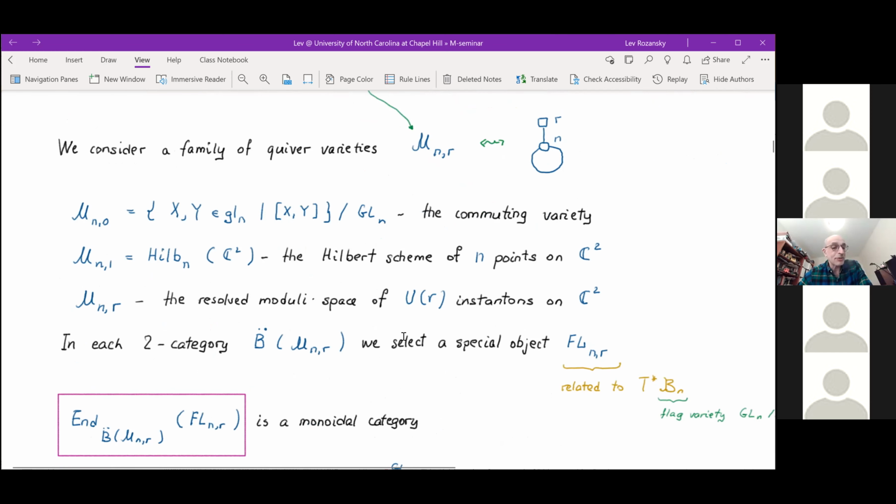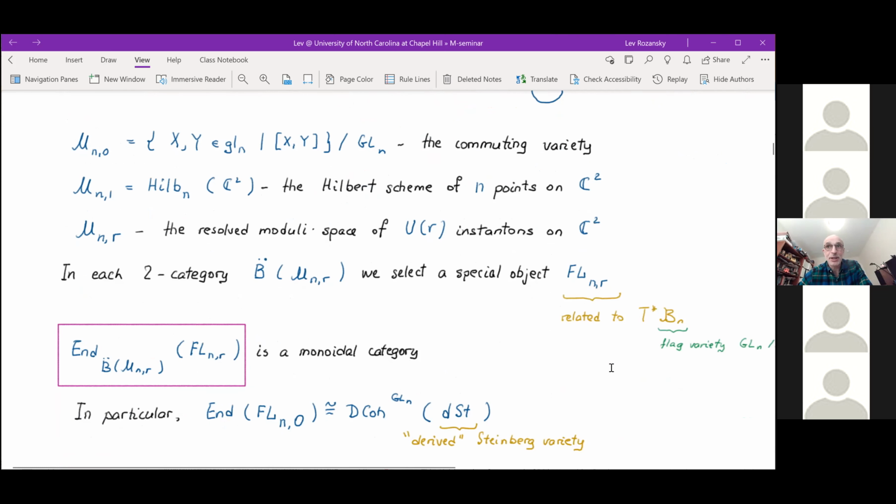In each of these two categories, we select a special object, which I call FL, because it is related to the cotangent bundle to the flag variety. And we consider the category of its endomorphisms. Since the whole thing is a two category, endomorphisms form a category, and since you can compose them, it's a monoidal two category. The monoidal structure is composition of endomorphisms. So it's one level above the usual categories, say, of coherent sheaves, where endomorphisms would form an algebra.